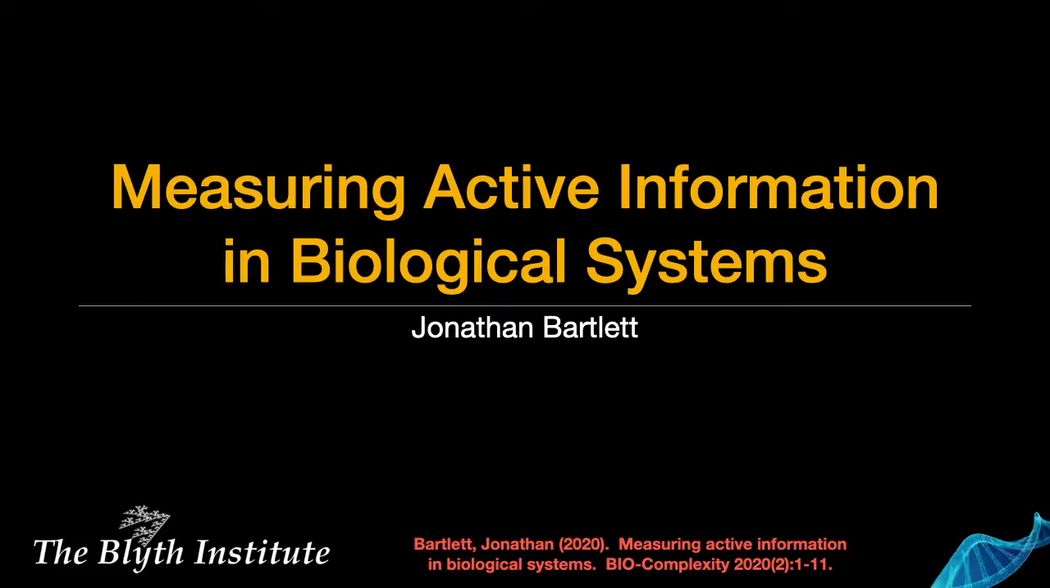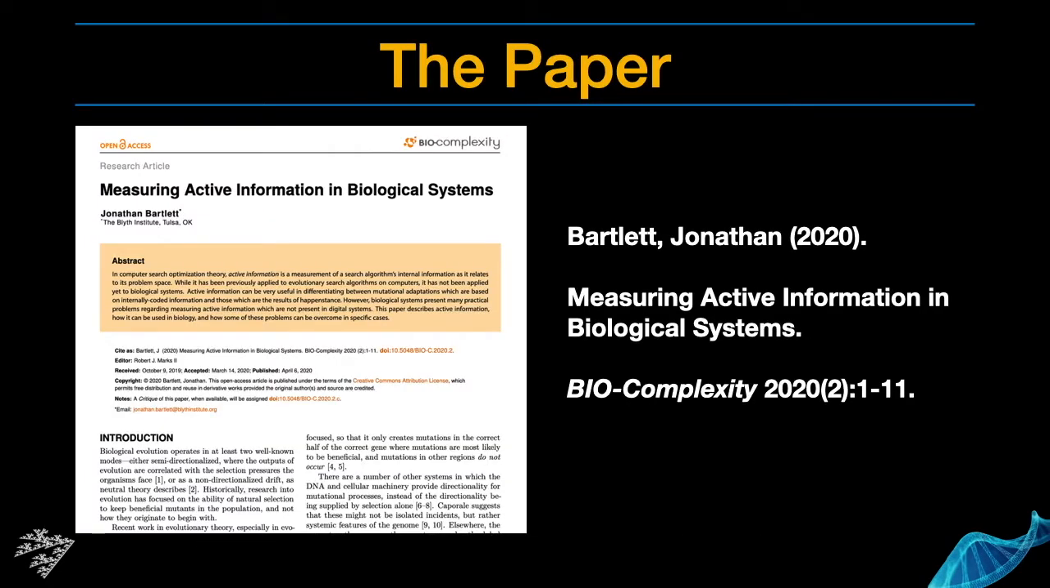Today I'm going to talk about a paper that was published recently, came out of the Blyth Institute and is published in the journal Biocomplexity, and it's called Measuring Active Information in Biological Systems. And I think it covers some important points of evolutionary biology that are often missed. So here you can see the paper. It's in the 2020 volume of Biocomplexity, issue 2, pages 1 through 11.